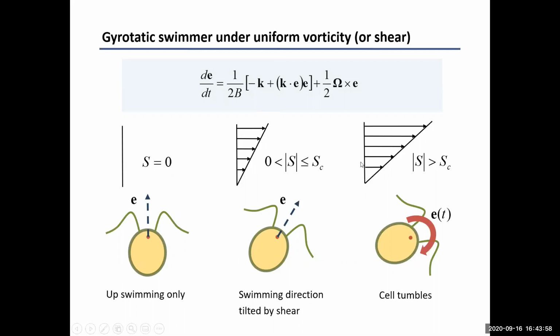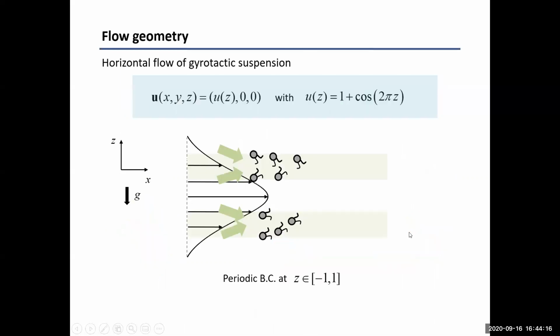However, when the background shear is strong enough, this term begins to dominate over the entire dynamics of this equation. Therefore, the particle needs to rotate with some frequency. So the cell begins to tumble and loses the behavior of swimming upward. Okay, so this is the mechanism.